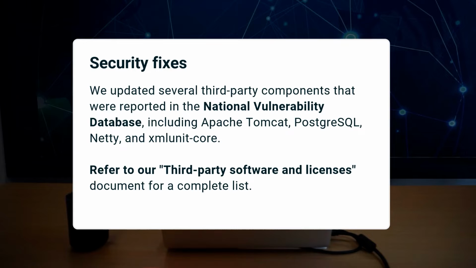This month, we've updated several third-party components that were reported in the National Vulnerability Database, including Apache Tomcat, PostgreSQL, Netty, and XML Unit Core. Refer to our third-party software and licenses document for the complete list.